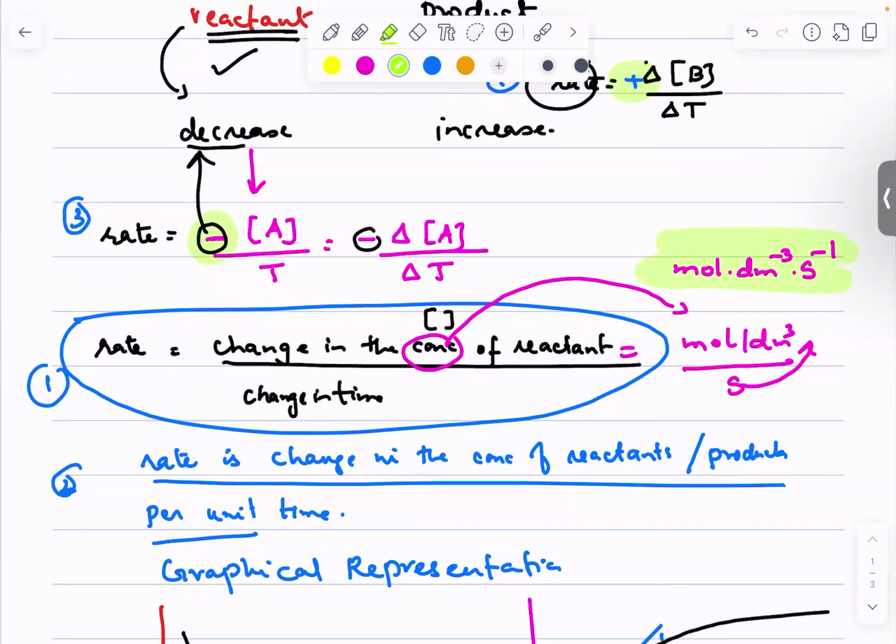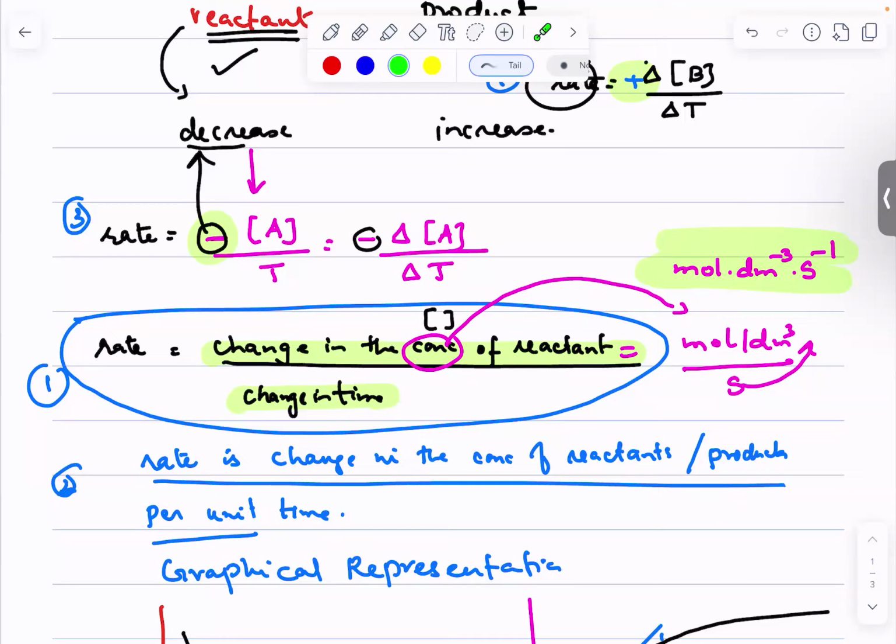And how did I find it out? By dividing these two things. Because I know that the unit of concentration is mole per decimeter cube and the unit for time is second. So when I divide these two, I am going to get this unit if I bring this up. So mole dot dm minus cube dot s minus 1 is the unit for the rate. Is it clear? Yes. Okay.